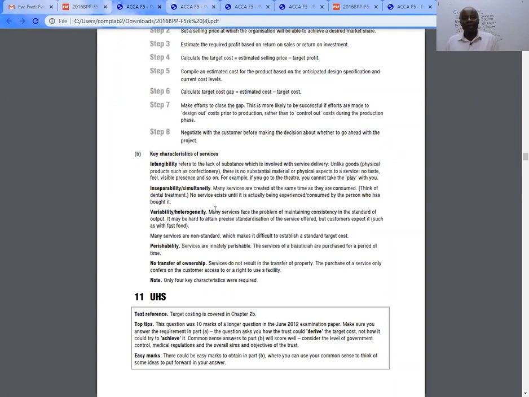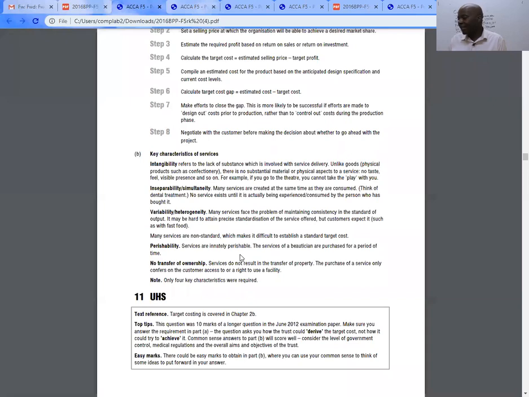But for a service, if, for example, I taught you this topic in the normal class and did a particular question in 10 minutes, when it comes to crash program, I may not be able to take exactly 10 minutes. It may take more. So you're told, ladies and gentlemen, heterogeneity is the opposite of homogeneity. Many services face the problem of maintaining consistency in the standard of output. It may be hard to attain precise standardization of the service offered, but customers expect it, such as with fast food. So many services are non-standard, which makes it difficult to establish a standard target cost.